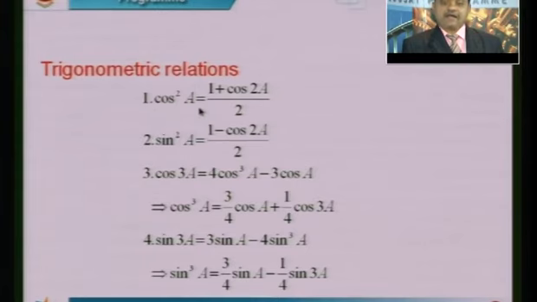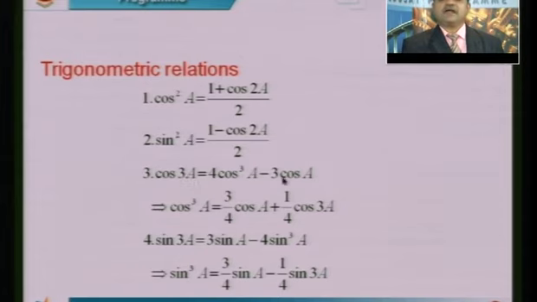Cos square a is 1 plus cos 2a by 2. Then sin squared a is 1 minus cos 2a by 2. We do not have a formula for cos cube, that is why both the steps are written here. We have a formula for only cos 3a. What is my cos 3a? 4 cos cube a minus 3 cos a.